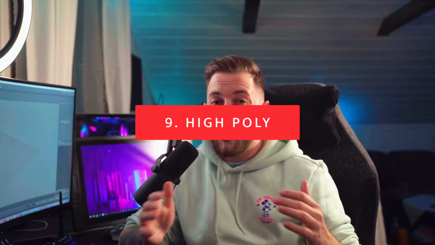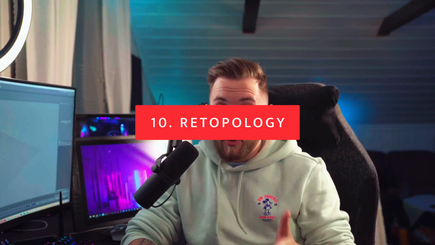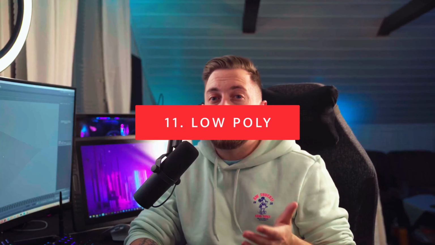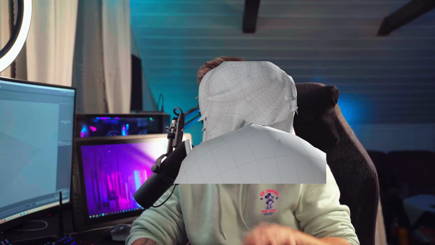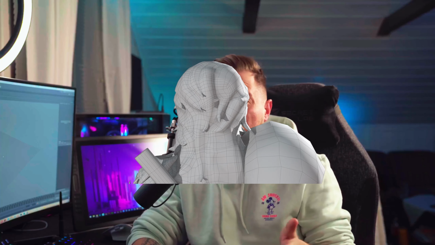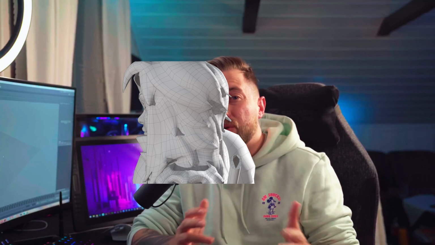High poly. High poly is what we call a mesh that has a lot of polygons or quads. These meshes take way more time to calculate, but tend to be a lot more detailed as they have more detail to show. Retopology. Retopology is when we take a high poly model and make a low poly model that contains the same silhouette as the high poly. Low poly. Low poly is what we call a mesh that contains a low amount of polys or quads. These don't contain as much detail as a high poly, but are a lot easier for the computer to calculate.